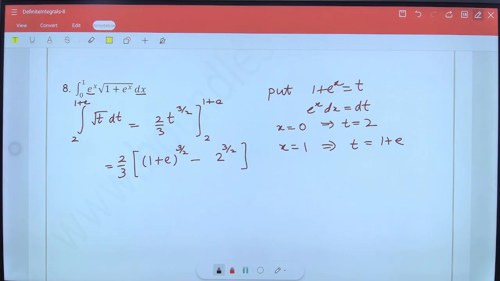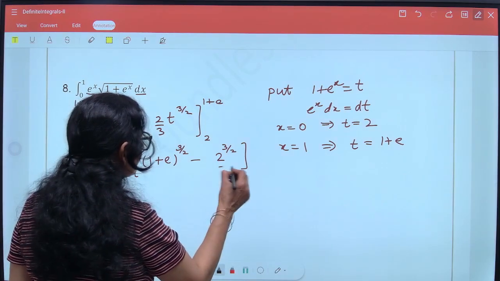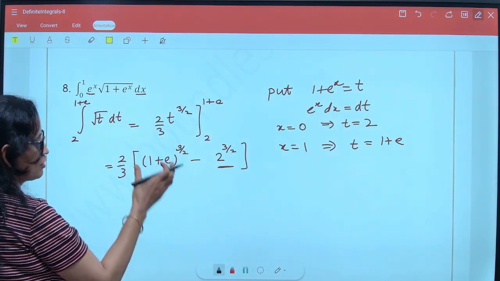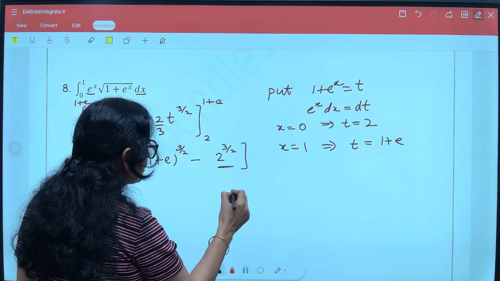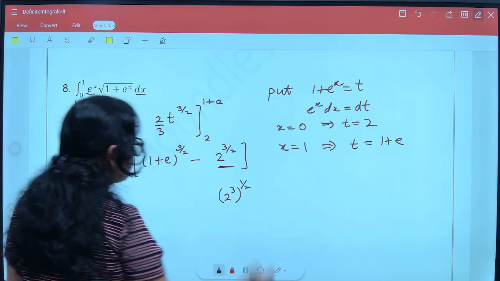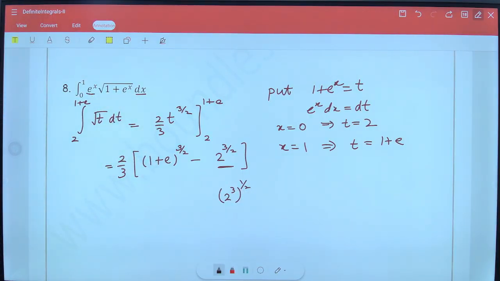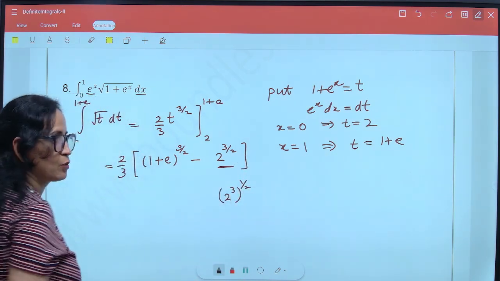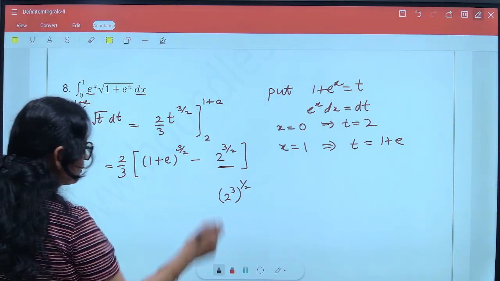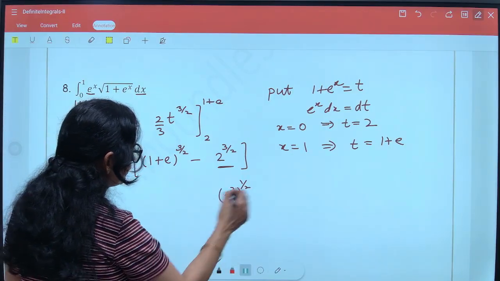So let's simplify it further. So what is 2 raised to power 3 by 2? How do we solve this? We can't simplify the first part of the expression, but how can we solve this? We can write this as 2 cube and whole to the power 1 by 2. What is 2 cube? 8. And power 1 by 2 means square root of 8. Square root of 8 is 2 root 2. So that means this second expression can be written as 2 root 2.